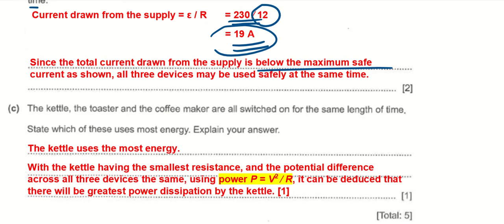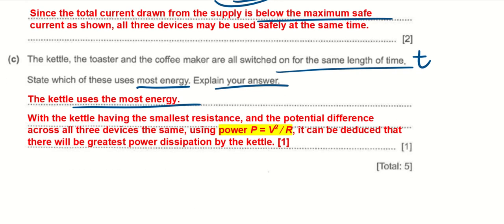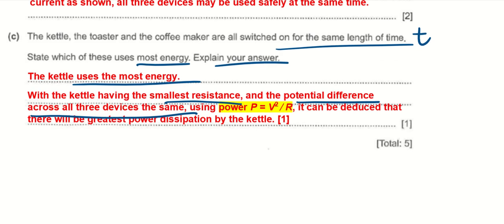Kettle, toaster, and coffee maker all switch on for the same length of time. Which one uses the most energy? Explain your answer. So why kettle, right? Kettle having the smallest resistance. Potential difference across all three are the same in parallel. Potential difference is the same. So using power, P equals V squared over R.